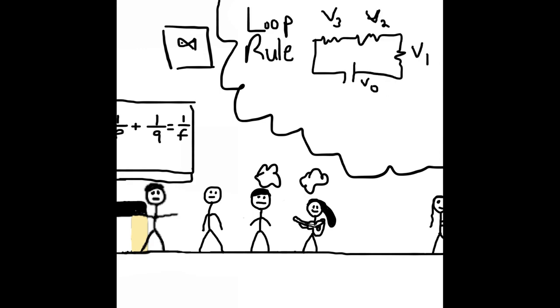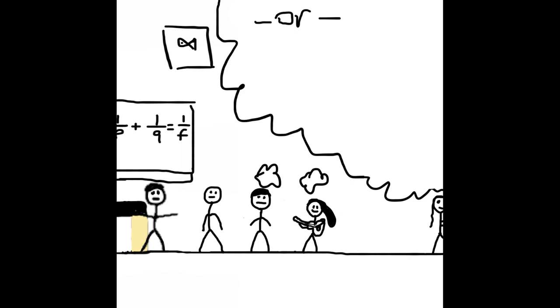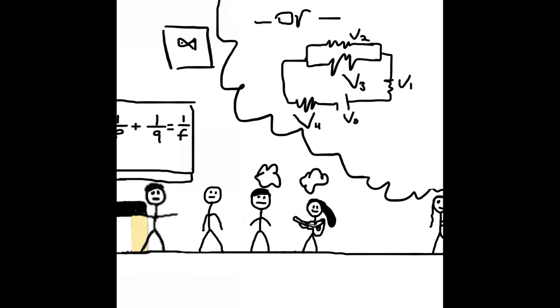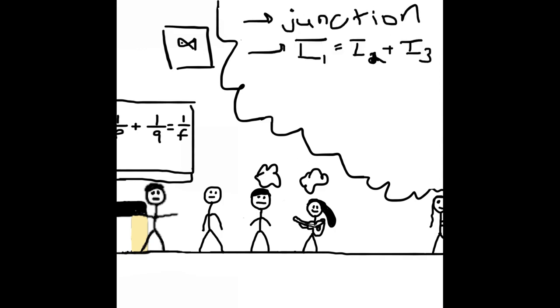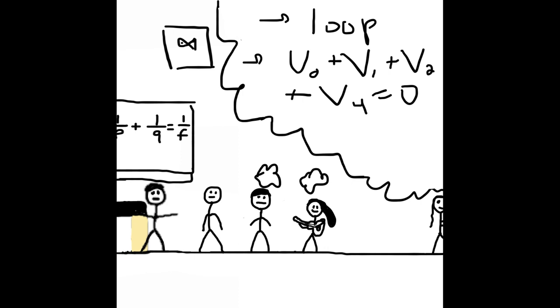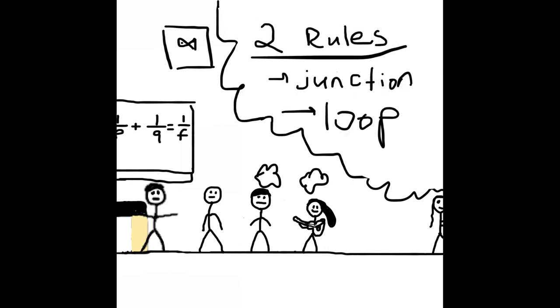Next we've got the loop rule, conservation of energy. Changes in V always add up to 0. The sum of the potential differences across the elements of any closed circuit loop is 0. To solve any circuit problem, you'll need just as many independent equations as there are unknown variables.